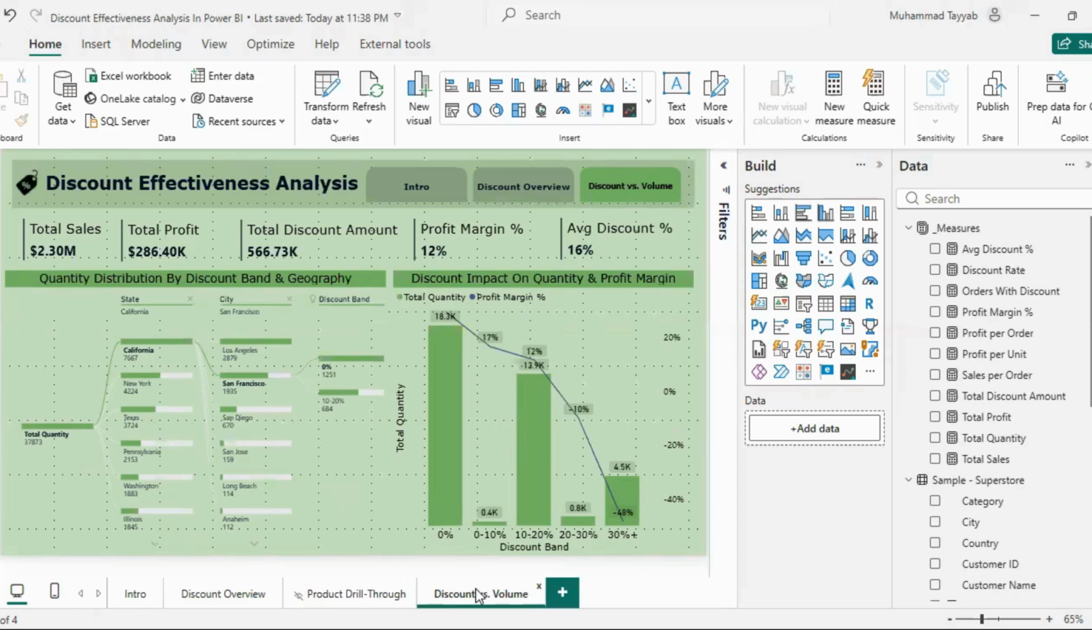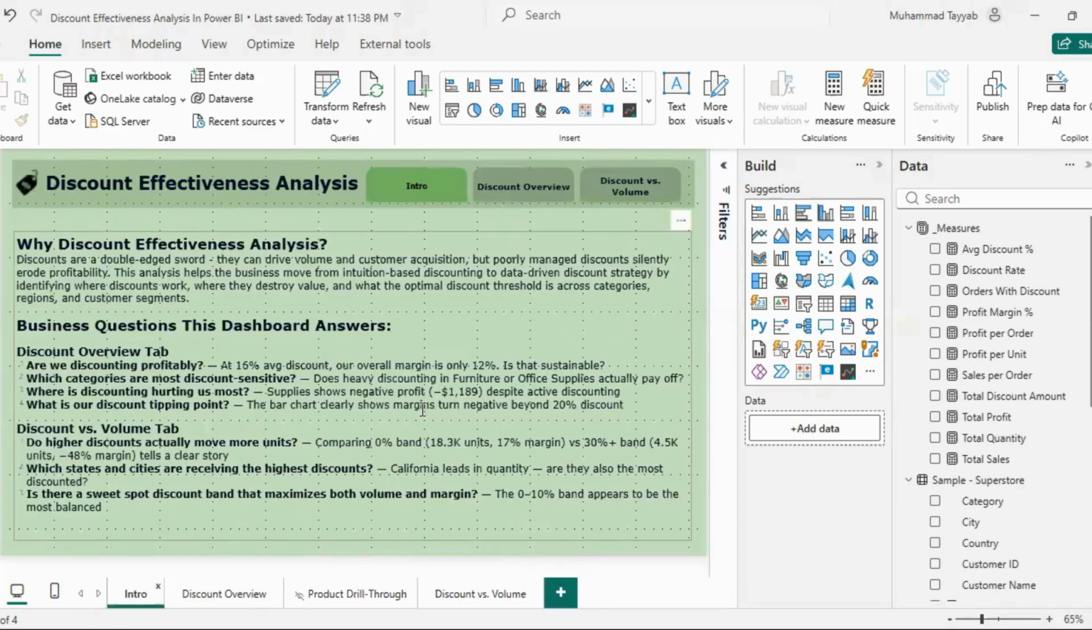Let's test that theory with data. So I'll just show you the business question for this. And by the way, we have covered all four based on the visuals I showed you over here. So let's jump into this one. Do higher discounts actually move more units?